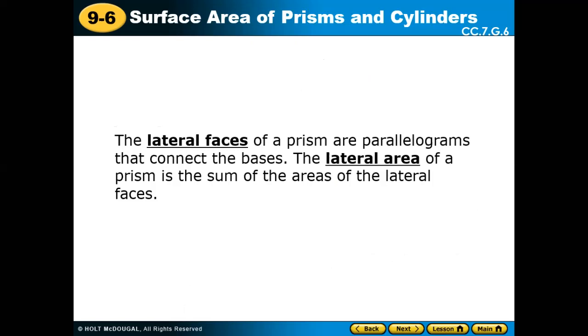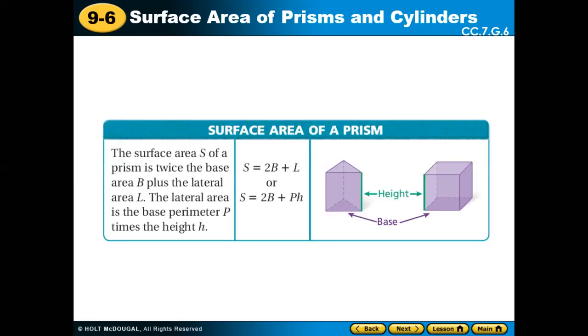The lateral faces of a prism are parallelograms that connect the bases, and the lateral area of a prism is the sum of the areas of the lateral faces. Let's start with the prism formula.